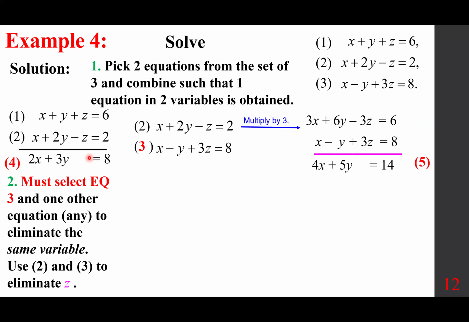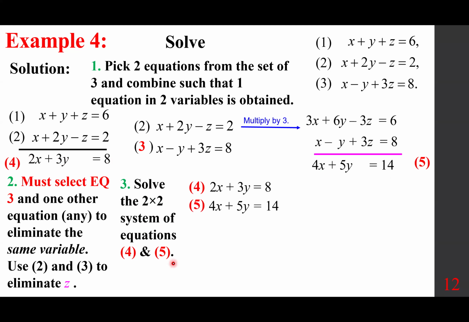Now, equation number 4 has 2 variables, x and y. Equation number 5 also has 2 variables, and we're going to put them next to each other. So we went from a 3 by 3 to a 2 by 2. Solve the 2 by 2 system of equations 4 and 5. That's what we are going to do. So it's pretty straightforward. Now, how do we do that?